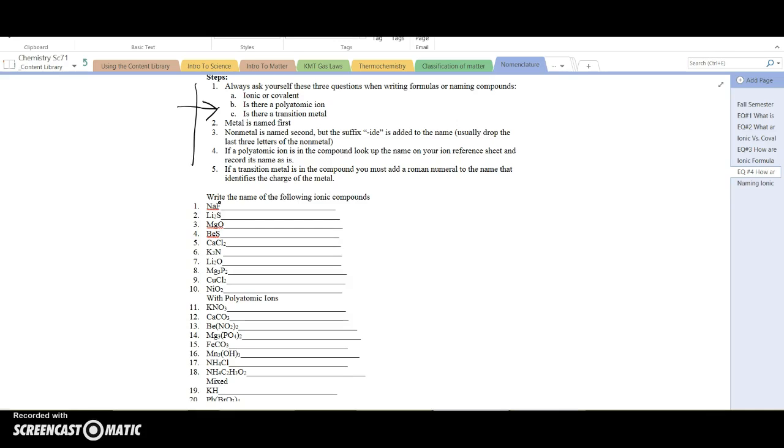So we'll name the metal, so it is sodium. And then we will name the nonmetal and change its ending to IDE. So instead of fluorine, it will be fluoride. So sodium fluoride.